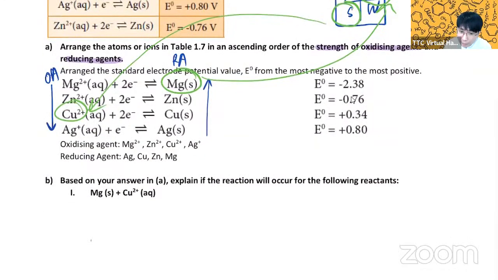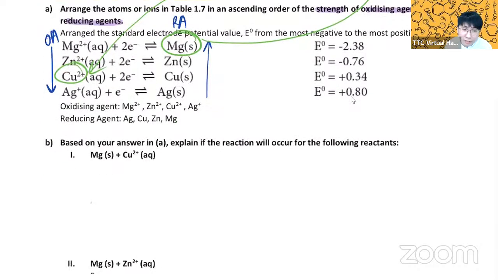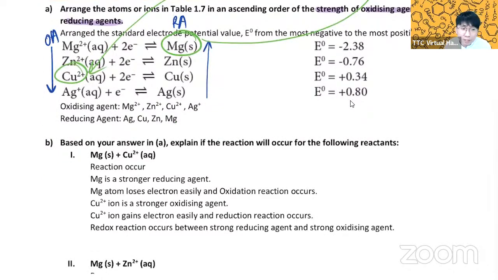Okay, but how am I going to explain this? So number one, you see my answer here. This one is usually 5 marks. So the reaction occurred, or you can actually not write this, you can just write the first one. Mg is a stronger reducing agent. It loses electrons easily and oxidation occurs. If you recall, a reducing agent undergoes oxidation. Well, Cu2+ is a stronger oxidizing agent that gains electrons easily and reduction occurs. Since you have oxidation and reduction, a redox reaction occurs between the strong reducing agent and strong oxidizing agent. They both happen at the same time, so we call it a redox reaction.